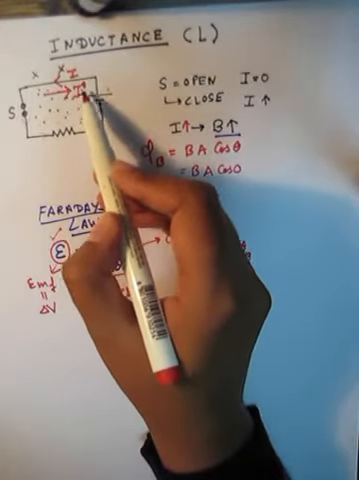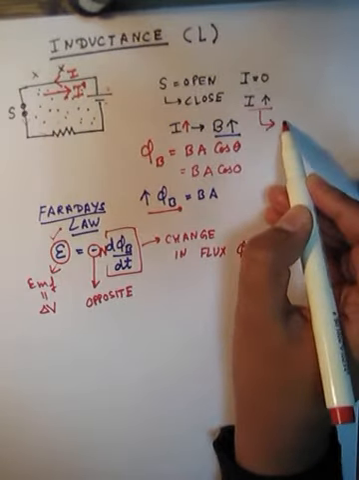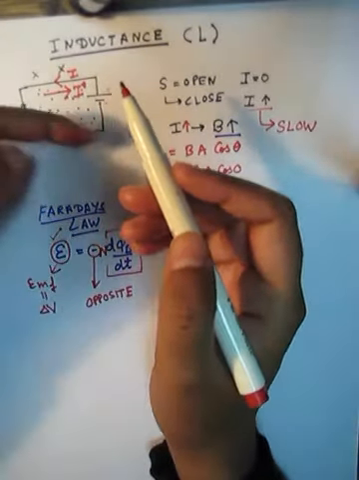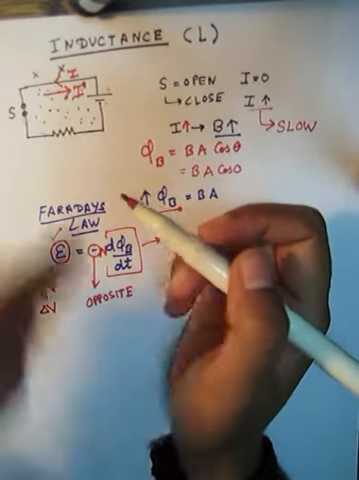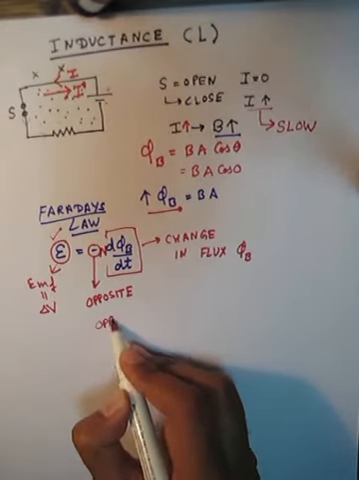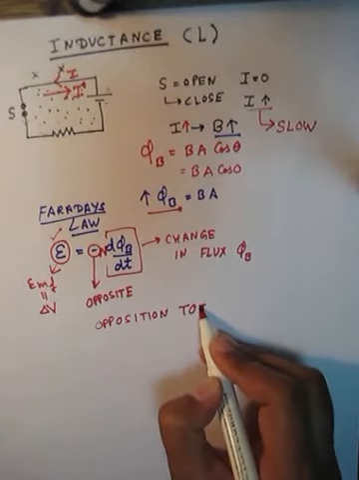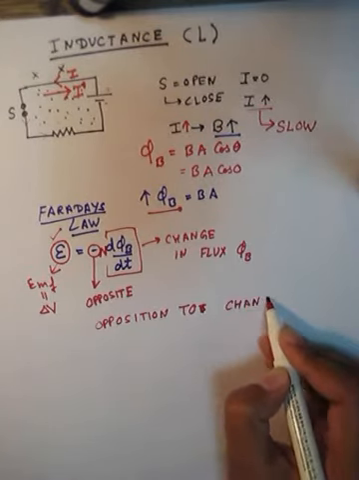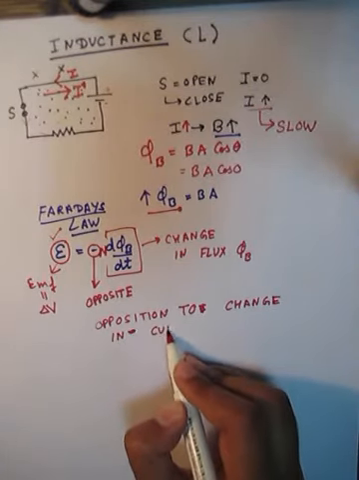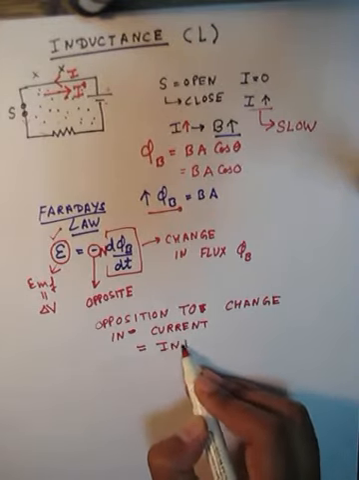So due to this current, which is in the opposite direction, the current will increase, but it will be a very slow increase, because it will have an opposition to change. It will not want it to change. Okay. So this opposition to change in current is called inductance.